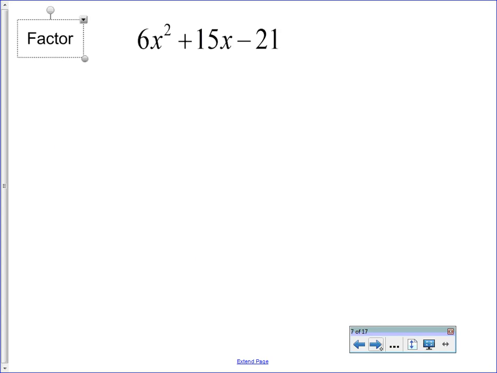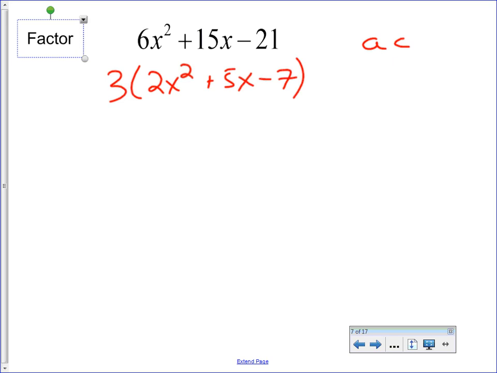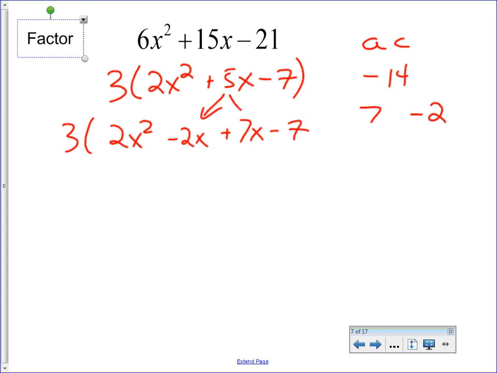All right. Now this one looks like it's going to be an AC problem, and it is. But before we start that, remember our first step is to always see if we can pull out a greatest common factor. And in this case we can, and that's nice because it makes AC just a little bit smaller and makes it easier to find my pair of numbers, which are going to be +7 and -2. And so I will split the 5x into -2x and 7x.